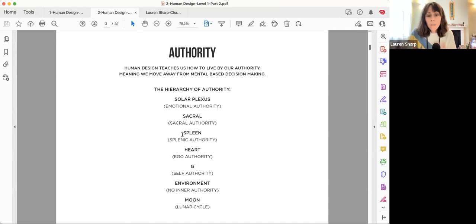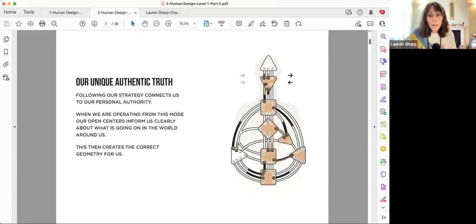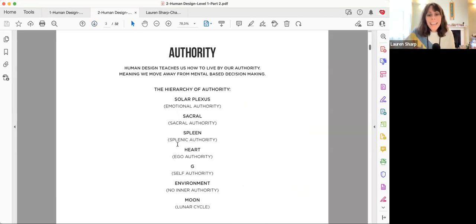Spleen, that's splenic authority. I've got splenic authority. Heart, ego. So if we go back here, that would be in the heart area, just to give you that reference. G center, remember, that's the direction, but an individual can have G authority. So they've got this G center authority. Environments. So we'll look at that, as well as moon, and that's a lunar authority.